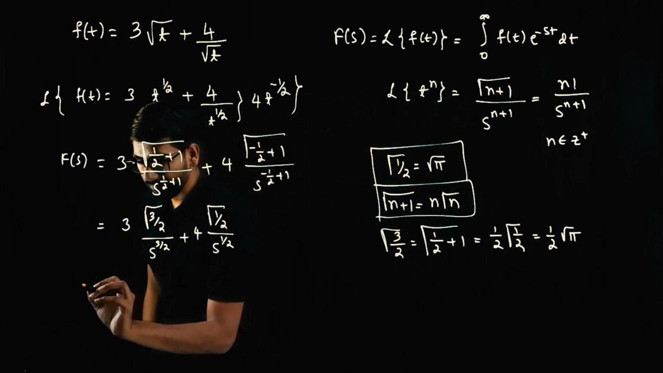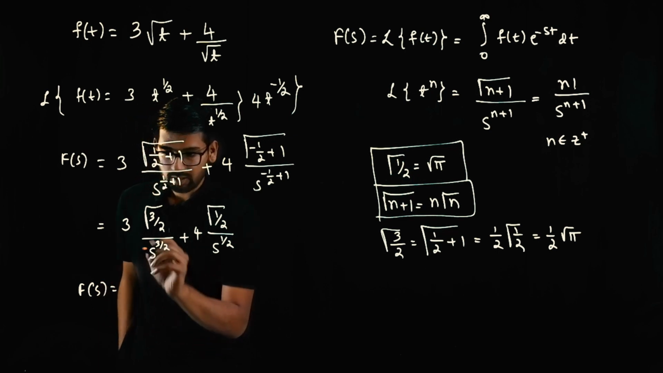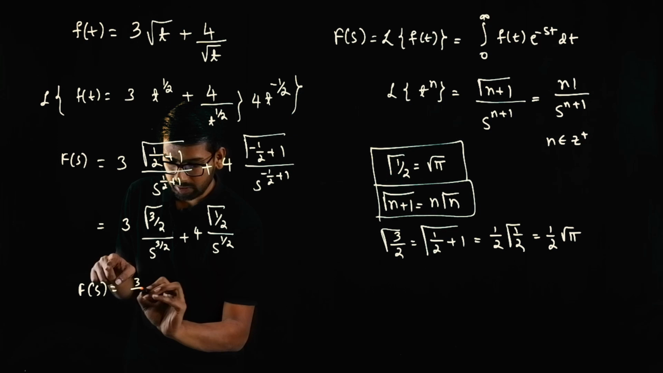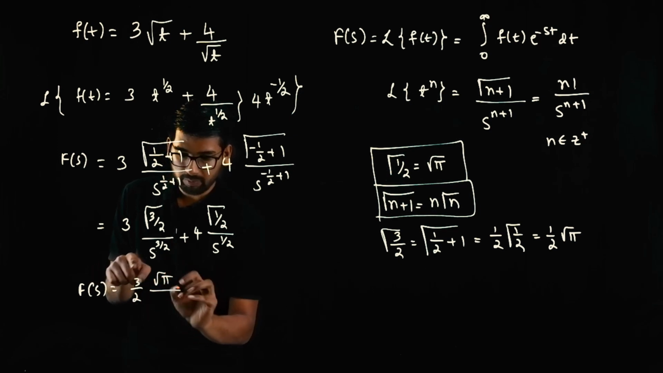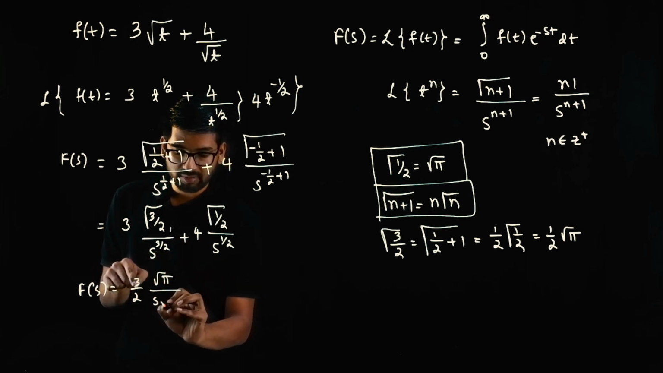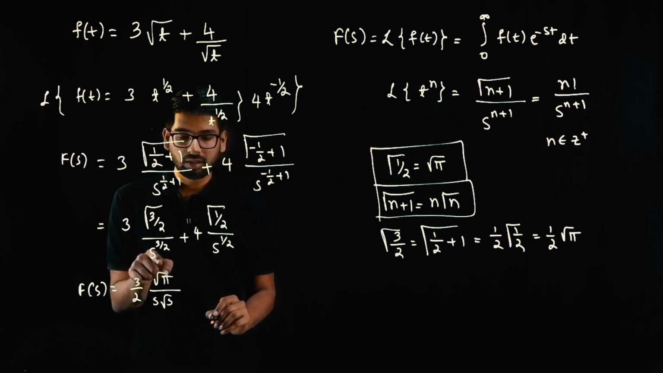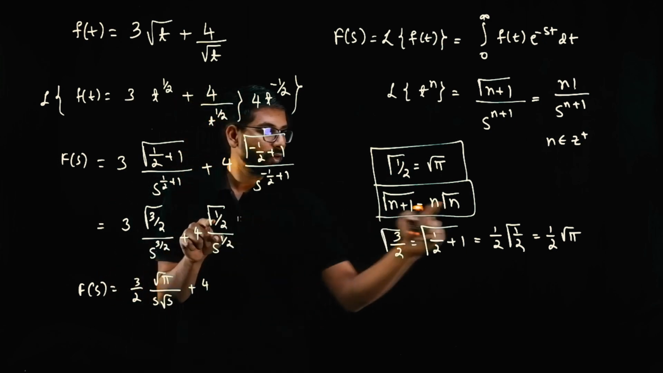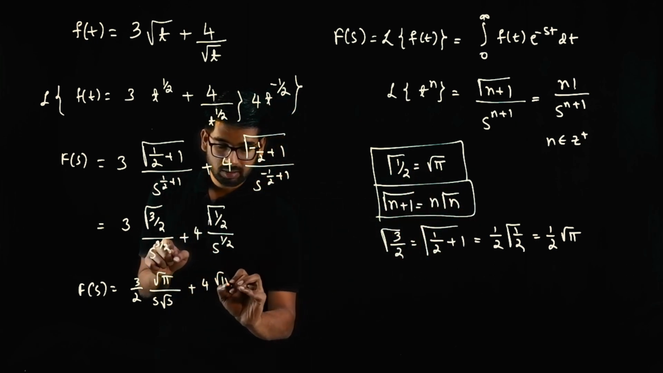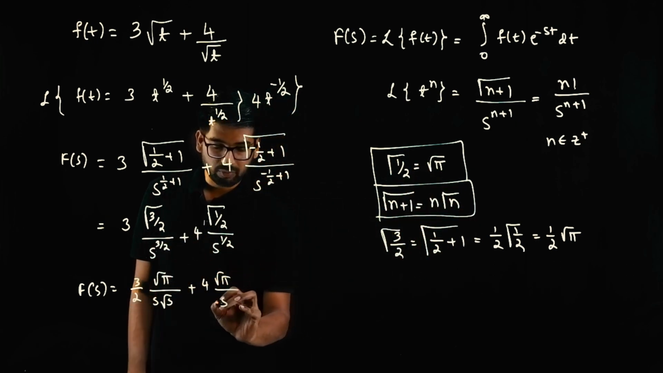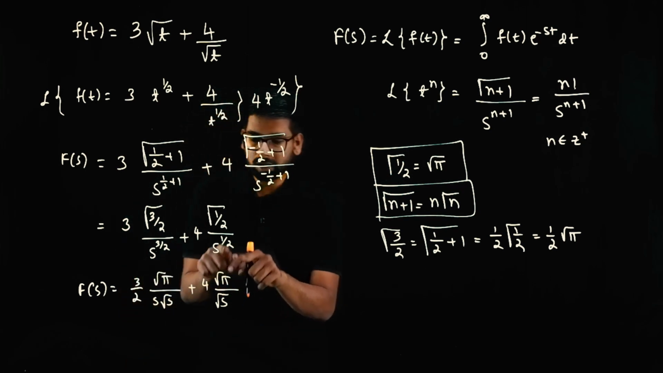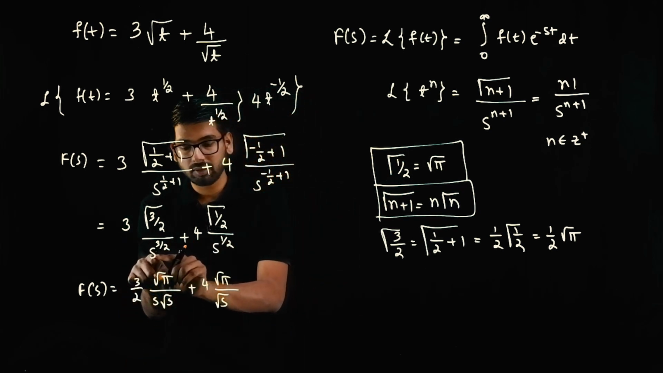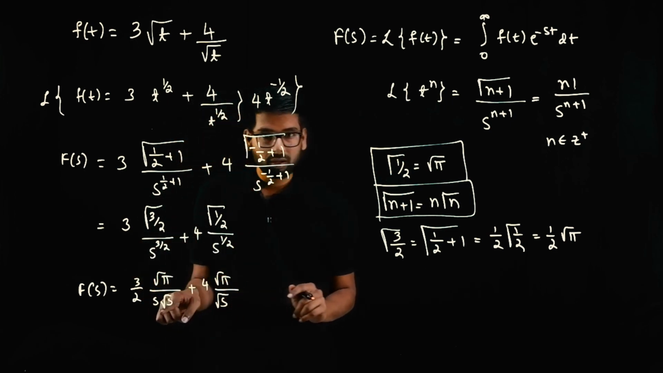So here f of s is basically 3 into 1 by 2 square root of pi, that is 3 by 2 square root of pi by s power 3 by 2, can be written as s square root of s, right? Plus 4 gamma of 1 by 2 is square root of pi by s power 1 by 2, can be written as square root of s. Okay. So power 1 by 2 and square root is very clear. I will explain how you can write power 3 by 2 as s square root of s.